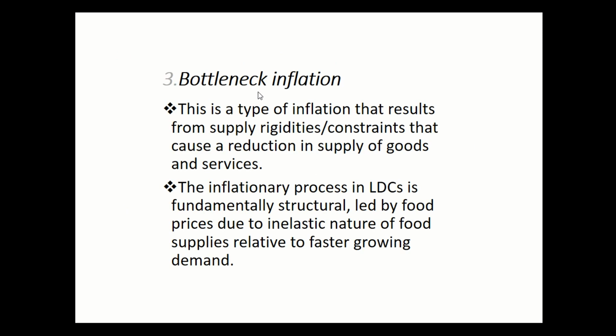After cost push inflation, there is what we call bottleneck inflation. Bottleneck inflation is a type of inflation that results from supply rigidities or supply constraints. This means that these supply rigidities and constraints cause a reduction in the supply of goods and services. In other words, the inflation process in less developed countries is fundamentally structural, led by food prices due to the inelastic nature of food supply relative to the faster growing demand.